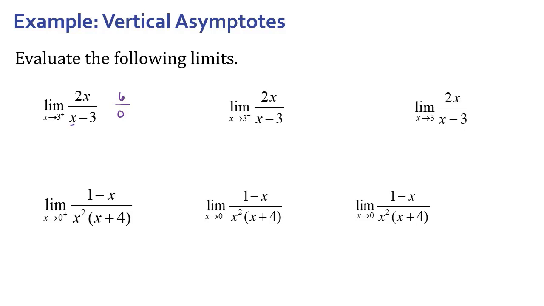So if I'm putting numbers that are larger than 3 in here, this is going to be a positive number, but it's still going to be approaching 0. The reason we need to keep track of whether it's positive or negative is because that's going to play a role in whether this is positive infinity or negative infinity.